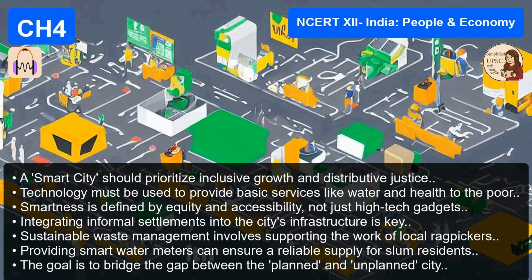The NCERT text highlights the lack of basic amenities in slums. The Smart City mission is the tool you use to fix that gap. That is a solid, high-scoring strategy. Don't just write about Wi-Fi, write about water for the poor. That's it. That's the key. There's another PYQ connection here, too, specifically about the environment. From the 2020 GS1 paper, question 15.